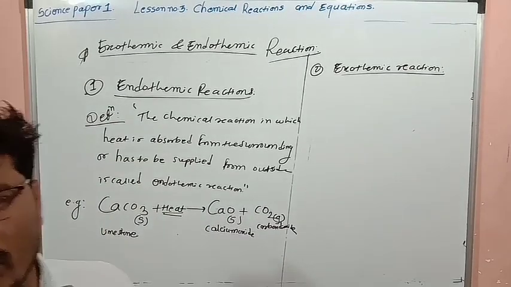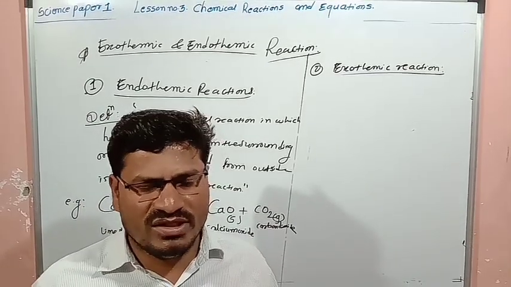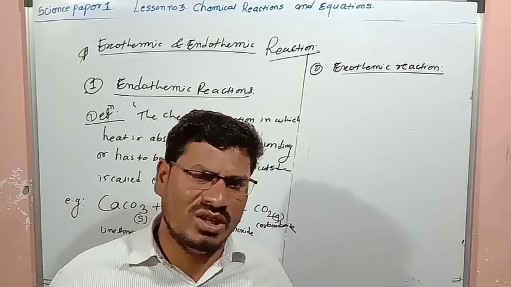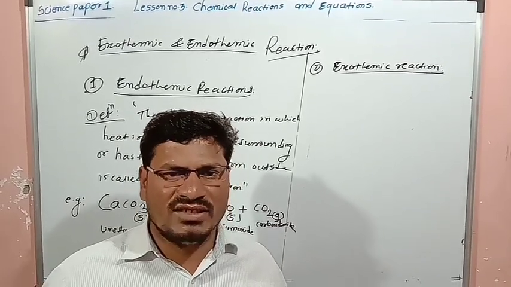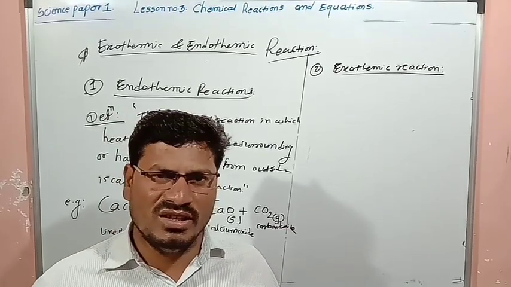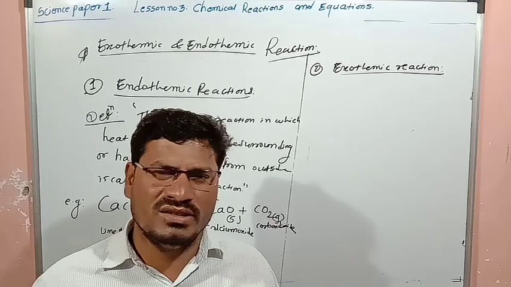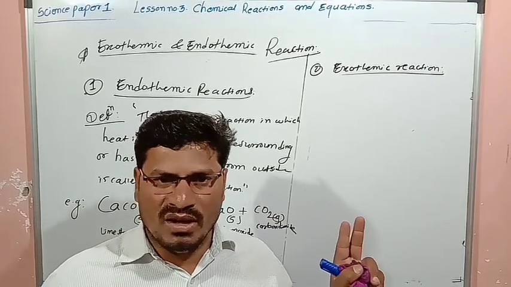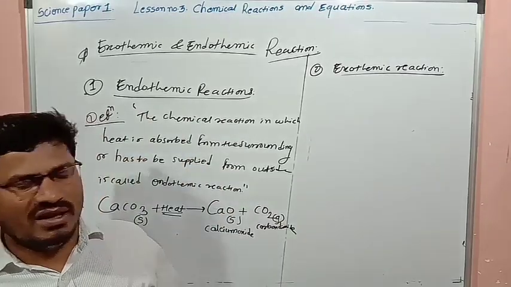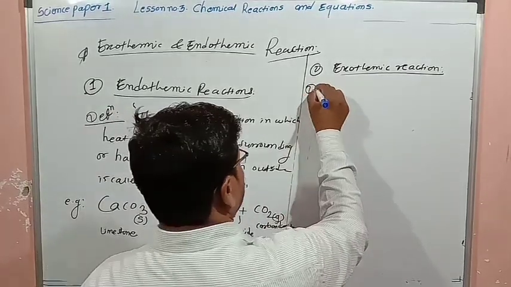Definition is exactly opposite. The chemical reaction in which heat is liberated or given out when reactants are converted into products. When reactants are converted into products, at that time heat is liberated or given out. It is called an exothermic reaction. Exothermic reaction, and a definition we will write.